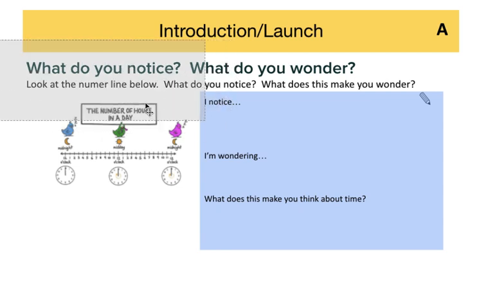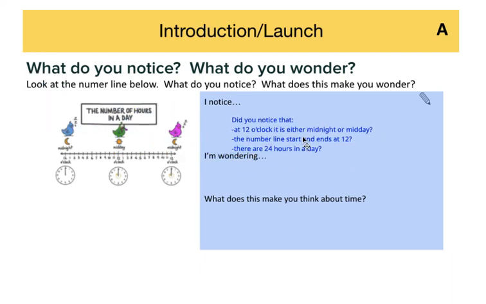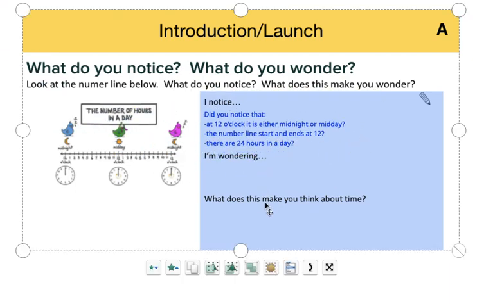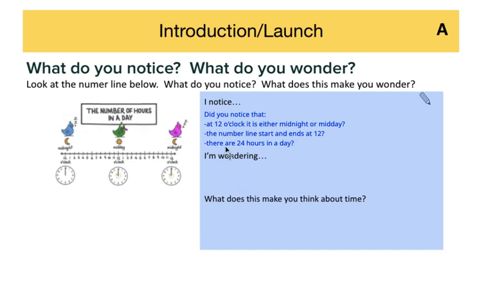So what did you notice? Did you notice that at 12 o'clock it is either midnight or midday? Did you notice that the number line starts and ends at 12? Did you notice that there are 24 hours in a day? Well, if we count how many tick marks there are, it's going to be 24 intervals. You might have also noticed that there are 3 birds here.